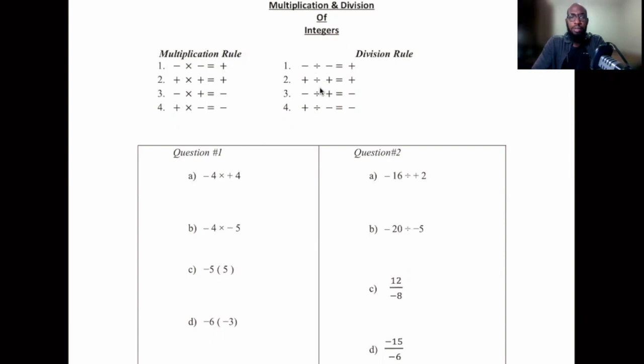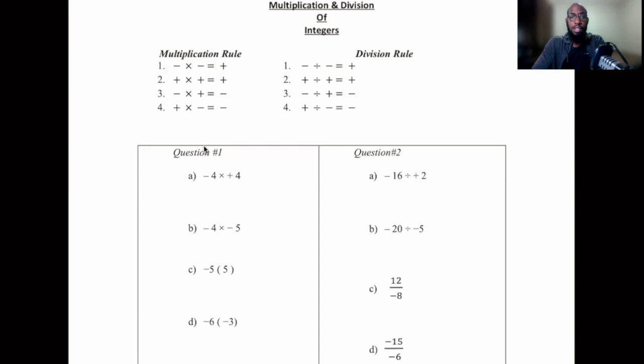Some students find it confusing to remember a minus times a minus is a plus, or plus times a plus is a plus. So don't go through that. Simply remember this. When you're multiplying or dividing two same signs, it's always positive. Multiplying or dividing two different signs, always negative.